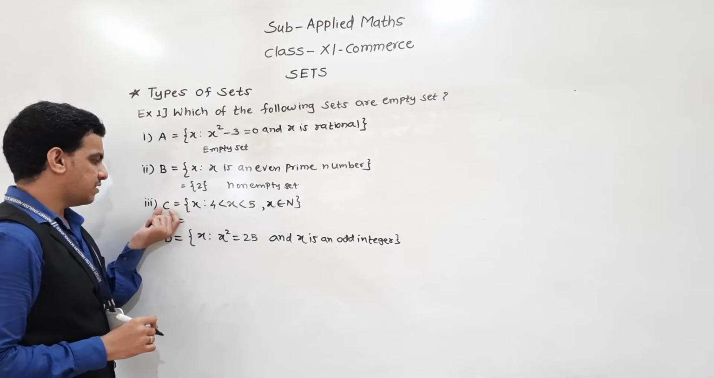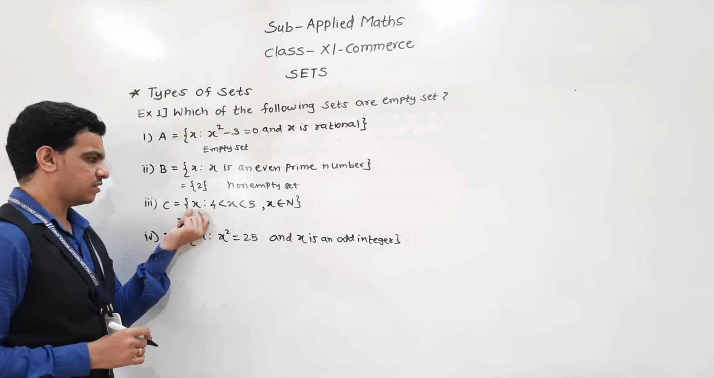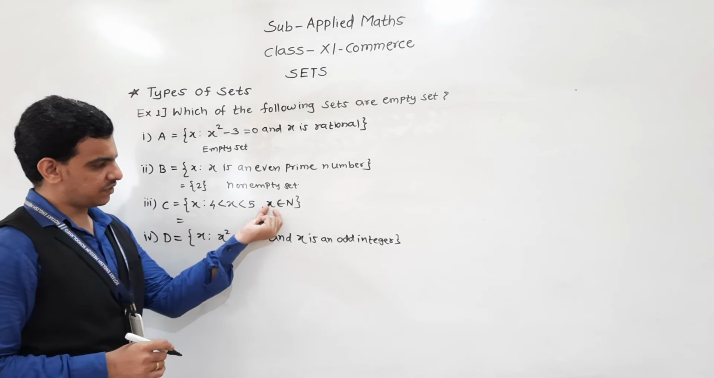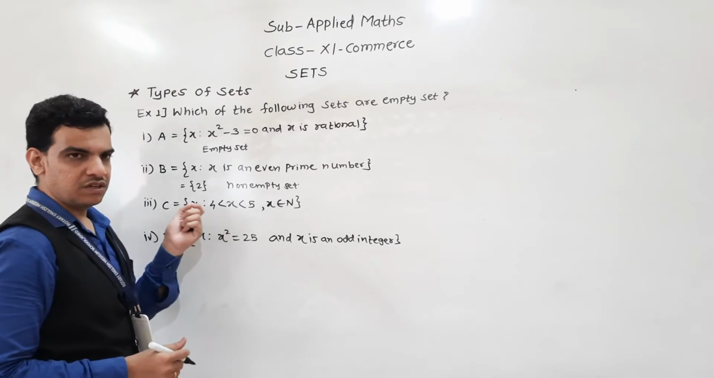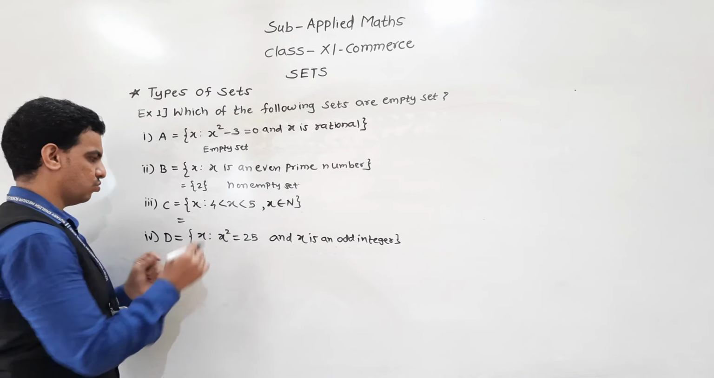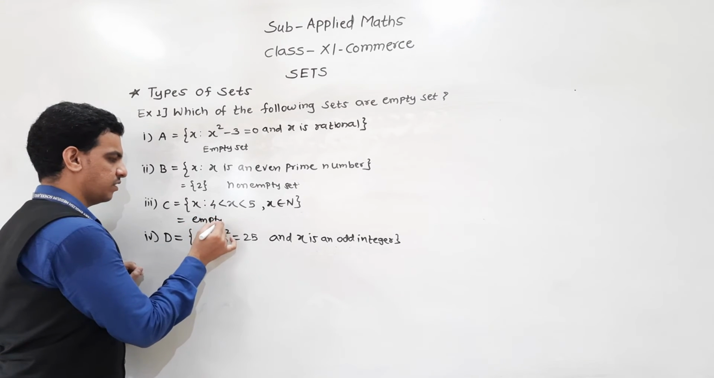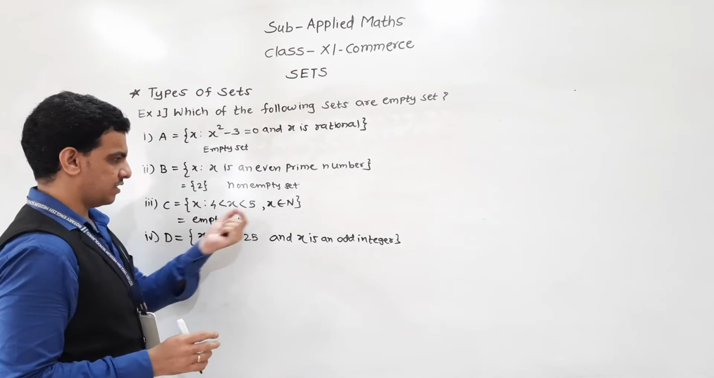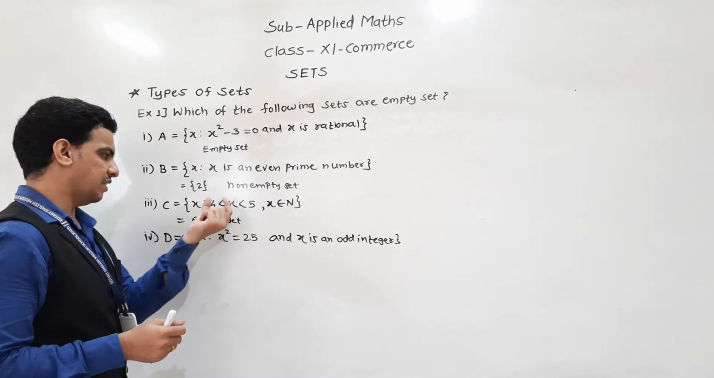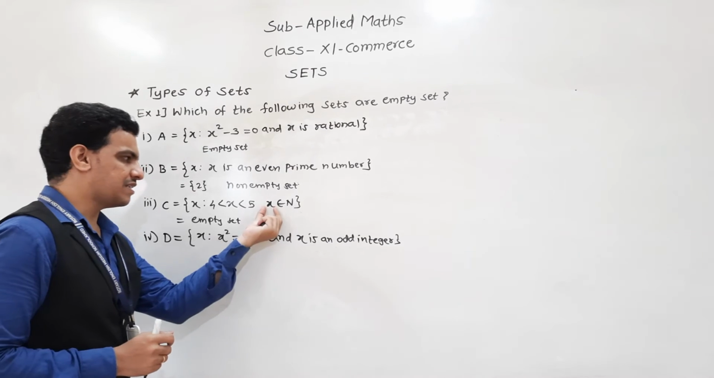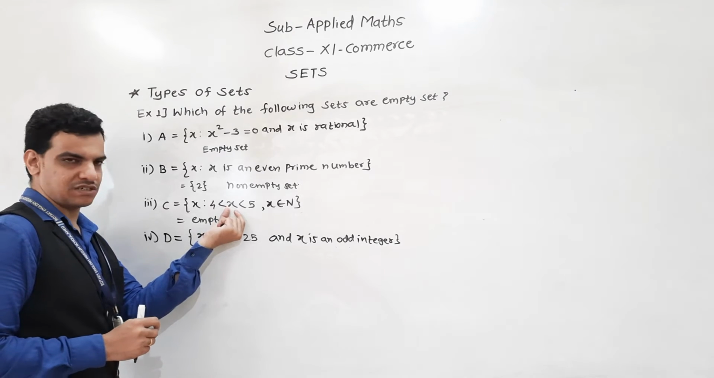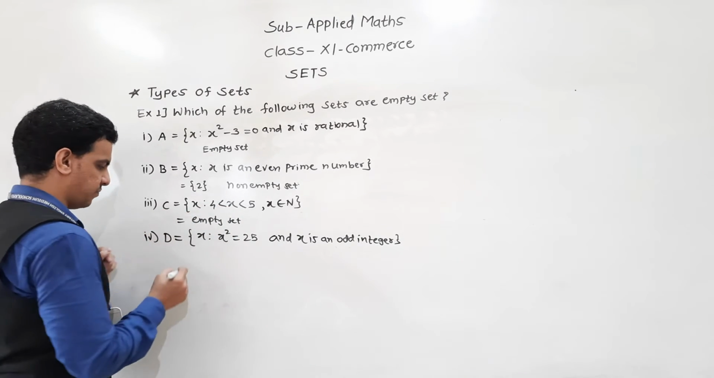Here set C is the collection of all x such that x is greater than 4 and less than 5, but here it is given x belongs to N. So when we consider natural numbers, there is no natural number between 4 and 5, so this set is an empty set. If we say that x belongs to rational numbers or real numbers, then this is a non-empty set. But here x belongs to N, so between 4 and 5 there is no natural number, so this set is an empty set.